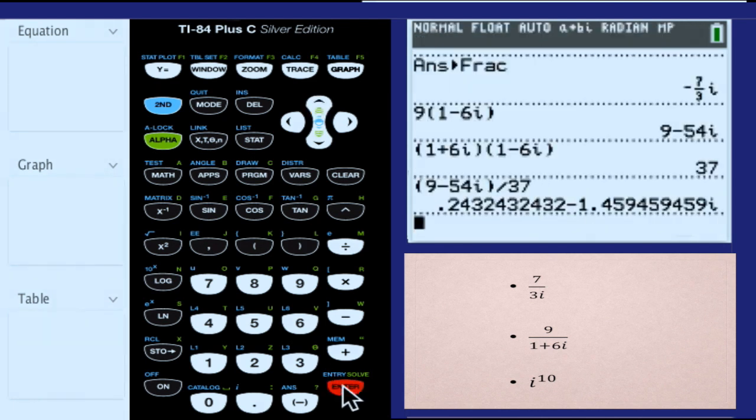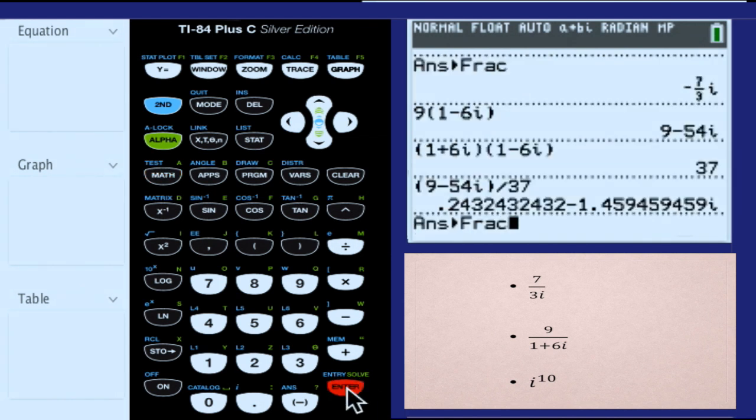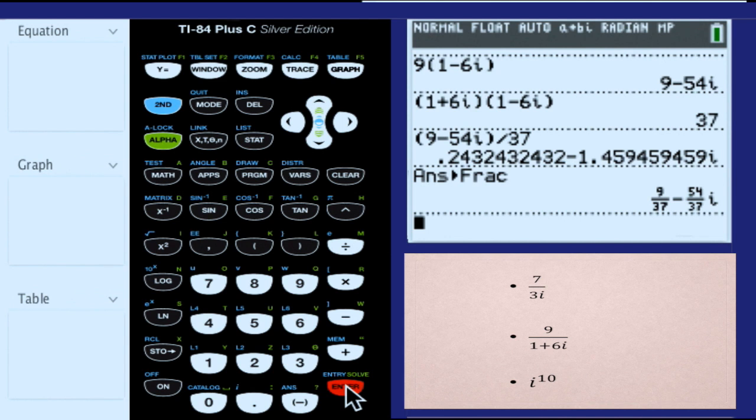Now you see these big long decimal answers. Again, we don't like decimal answers. Maybe you do like decimal answers, but if you want to change that to fractional form, you press math, and again you're going to press the first button, which happens to be changing it to a fraction, so press enter. Look at the screen, it says change the answer to a fraction. To say yes, you press enter again, and here it is in fraction form, 9 over 37 minus 54 over 37i.